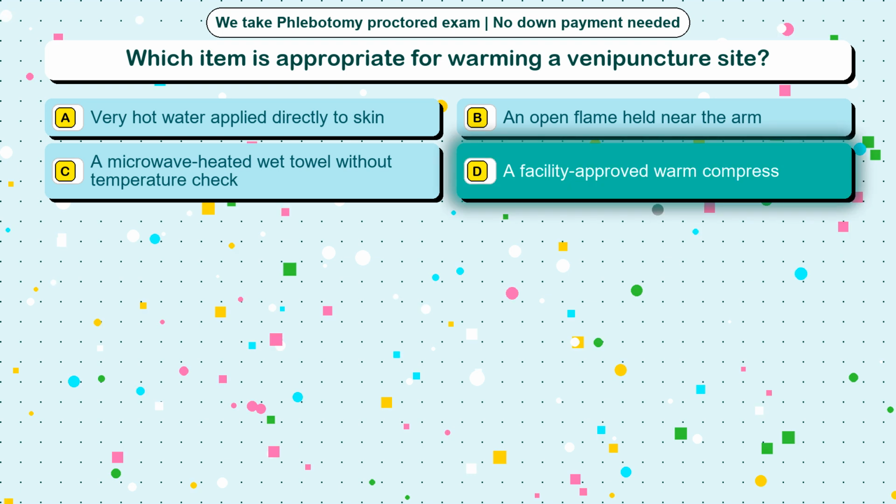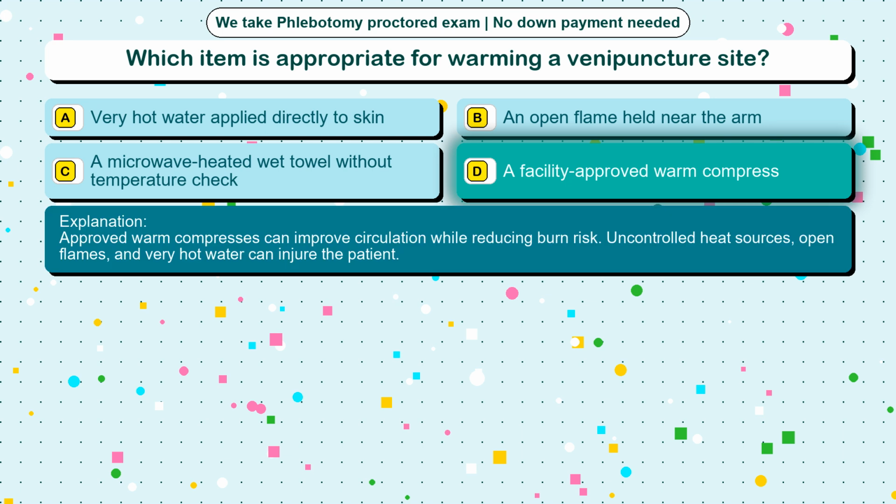The correct answer is option D. A facility-approved warm compress. Approved warm compresses can improve circulation while reducing burn risk. Uncontrolled heat sources, open flames, and very hot water can injure the patient.